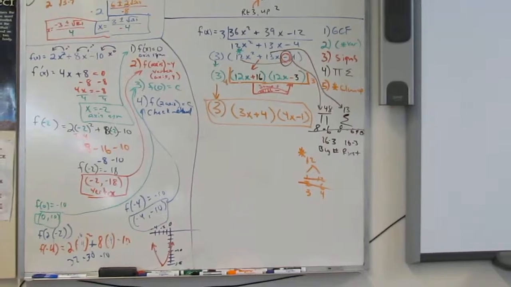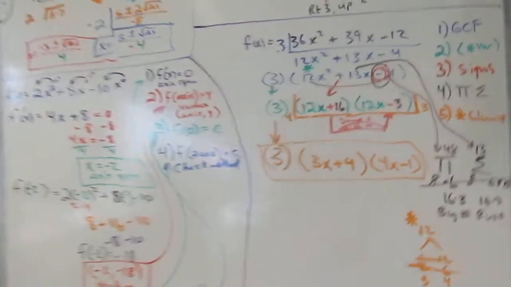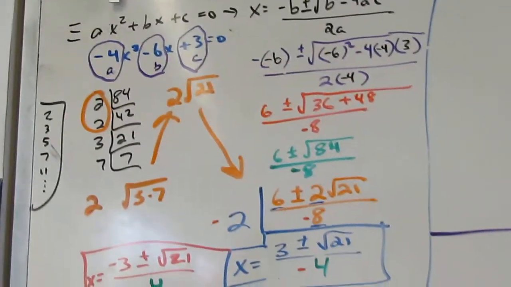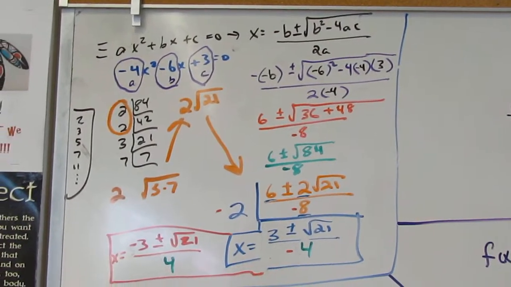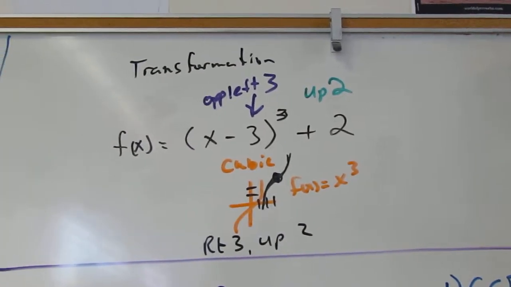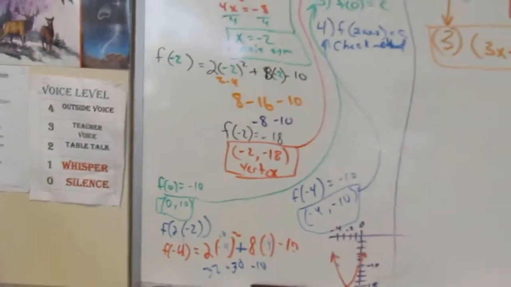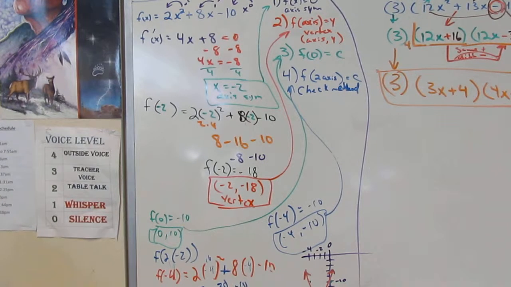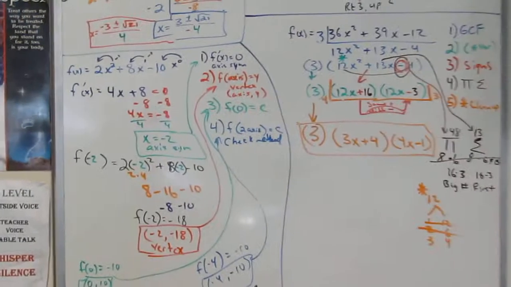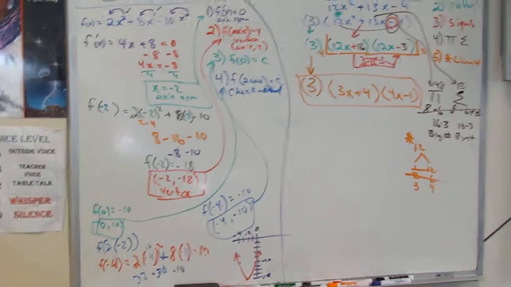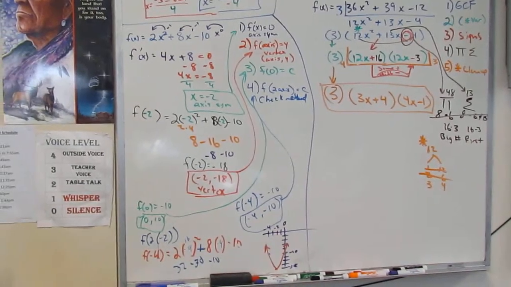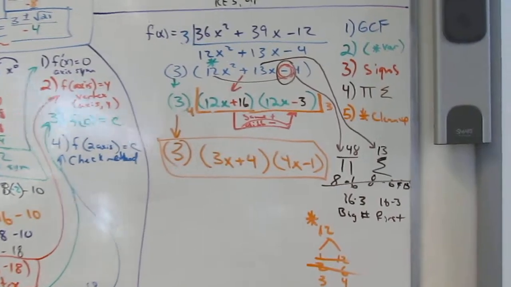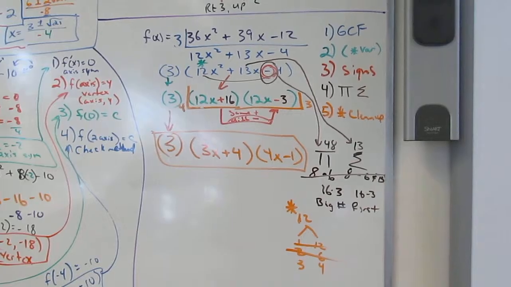Okay, that is your cheat sheet for the test. So, again, you have your quadratic formula. You have your transformations. You have graphing a quadratic. And then you have factoring.